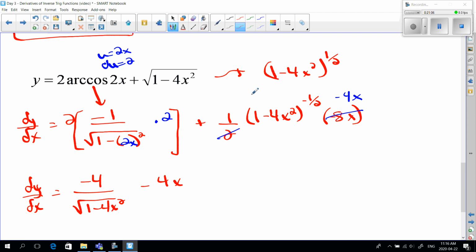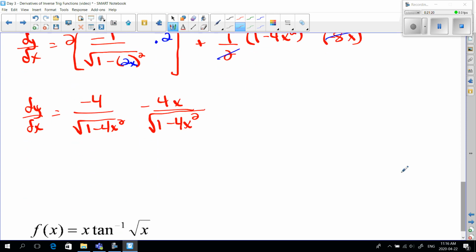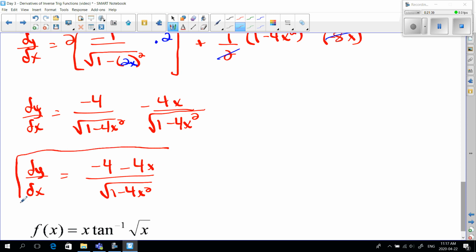And then I'm going to send this whole thing to the bottom. Why? Because it has a negative exponent. So on the bottom, it would become 1 minus 4x squared to the positive 1/2, which is like saying 1 minus 4x squared under the square root. Simplifying, because they have a common denominator, I will simply subtract the tops. It gives me negative 4 minus 4x over the square root of 1 minus 4x squared. Now you could factor in a negative 1 if you wanted from the numerator and call it negative 1 times 4 plus 4x, all the same to me.